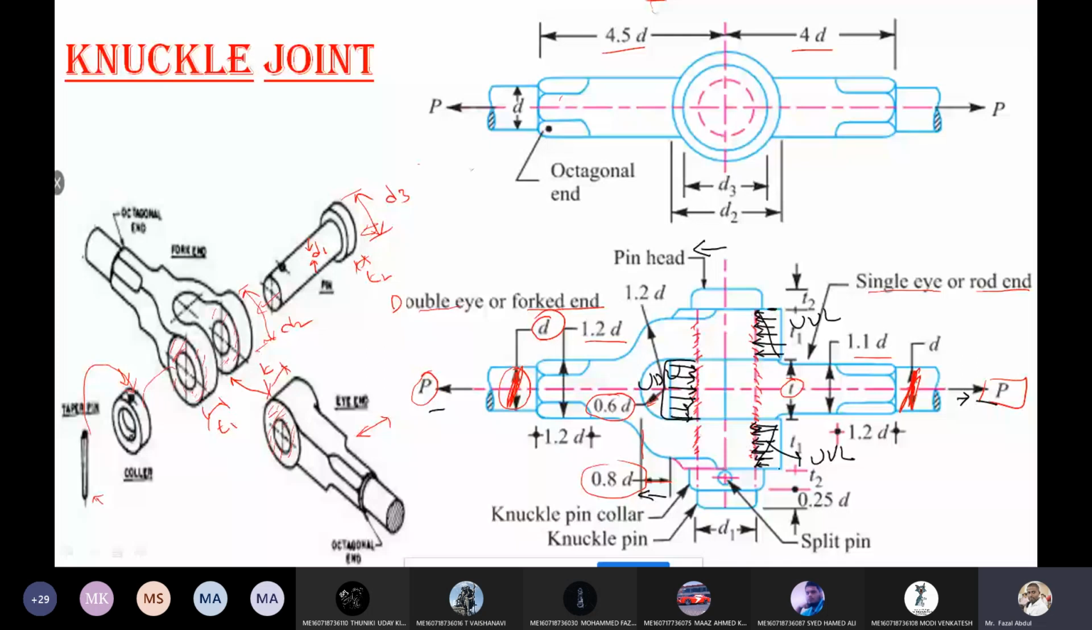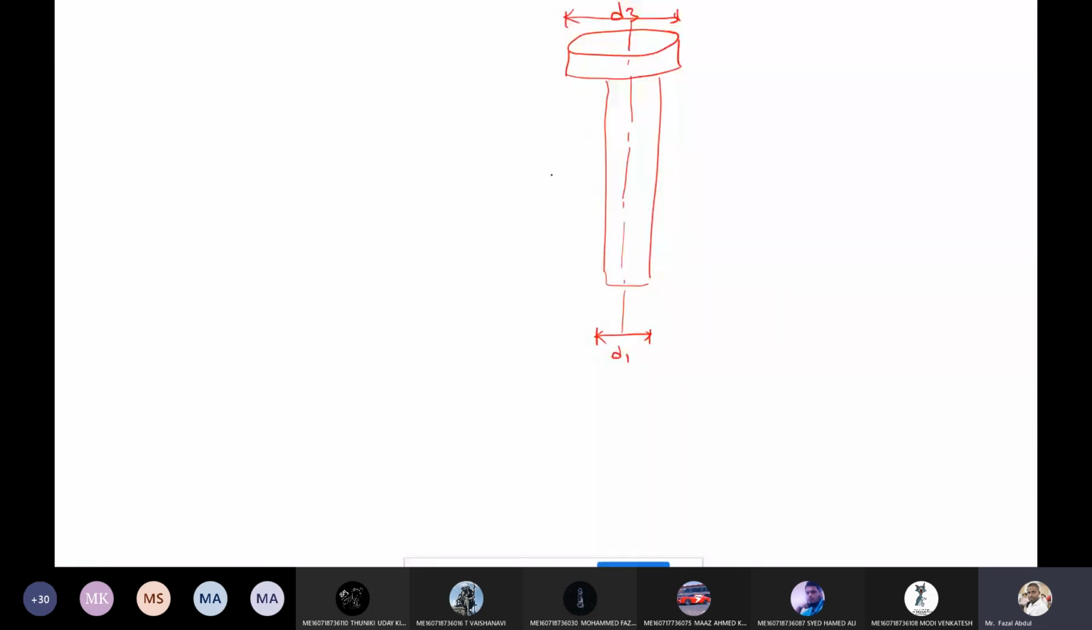Here the contact of the pin end is with the eye end, but here it is ending continuously. For that reason one end of the pin and the other end of the pin are subjected to uniformly varying load, and the middle of the pin is subjected to uniformly distributed load. So I'm drawing a separate figure here, just see. Suppose this is the neutral axis of the joint.